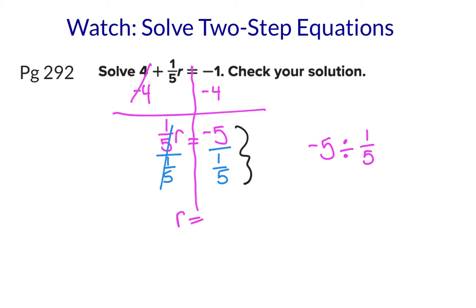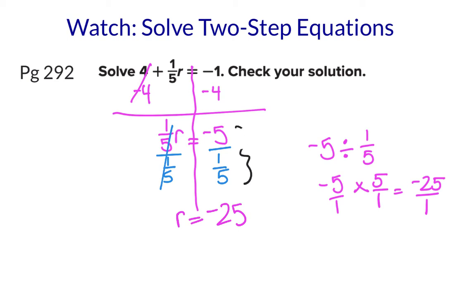And I know that when I divide fractions, I just flip the second number and multiply. So I can take that -5 and turn it into -5/1. And I'm multiplying by the reciprocal of 1/5, which is 5/1. When I do that, I get -25/1, or just -25.